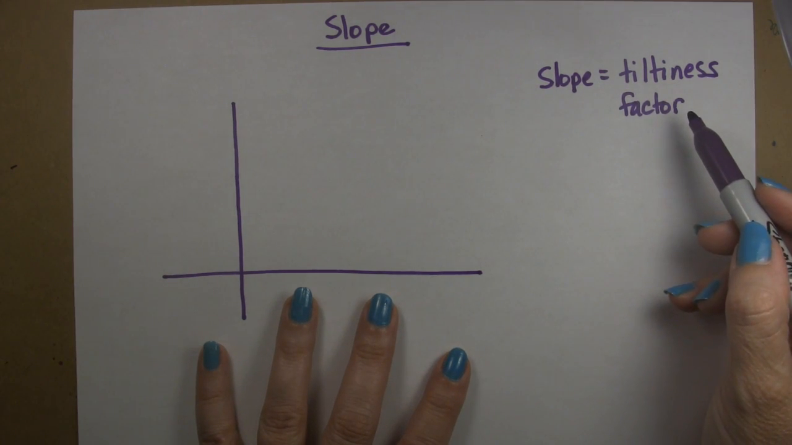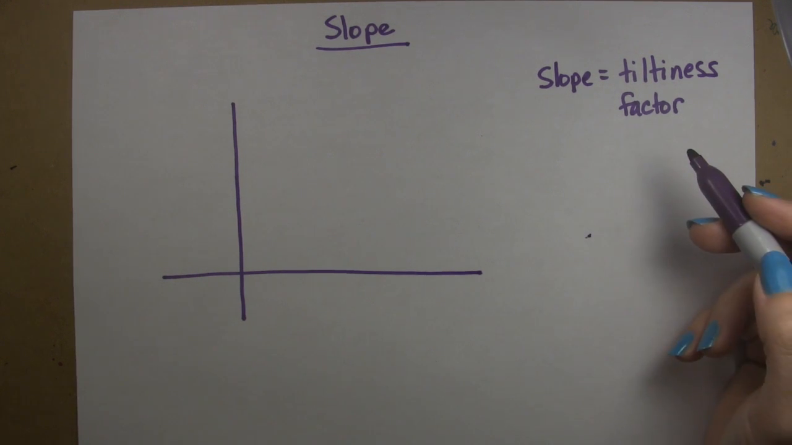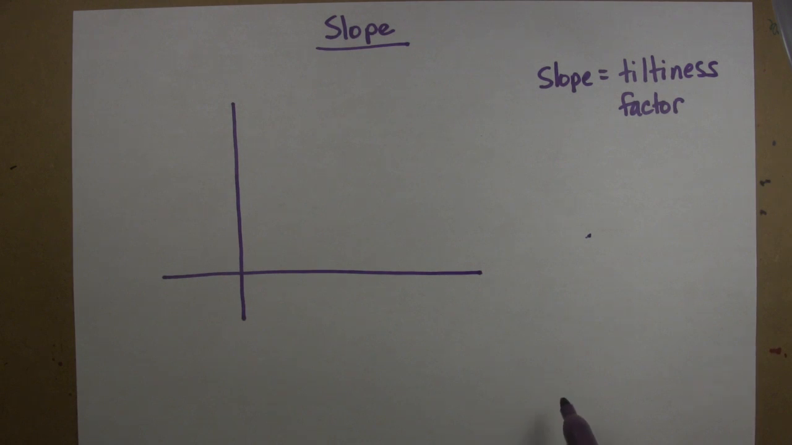Now, no real mathematician calls it the tiltiness factor. Well, I should take that back. I'm a real mathematician and you're a real mathematician, and we call it the tiltiness factor. No one who has a PhD in math probably calls it the tiltiness factor, but who cares what they think? Okay, so we're looking at the tiltiness factor.